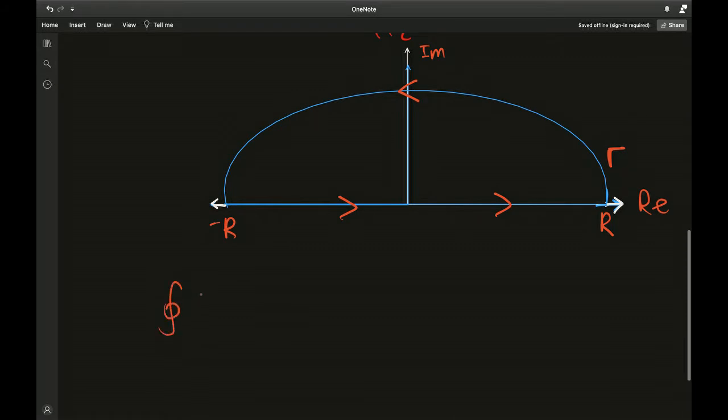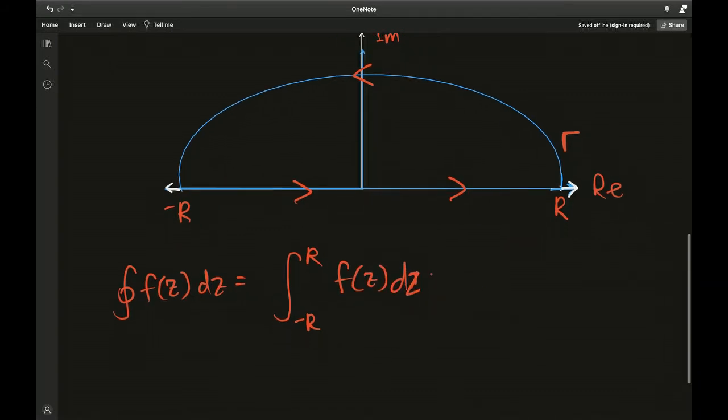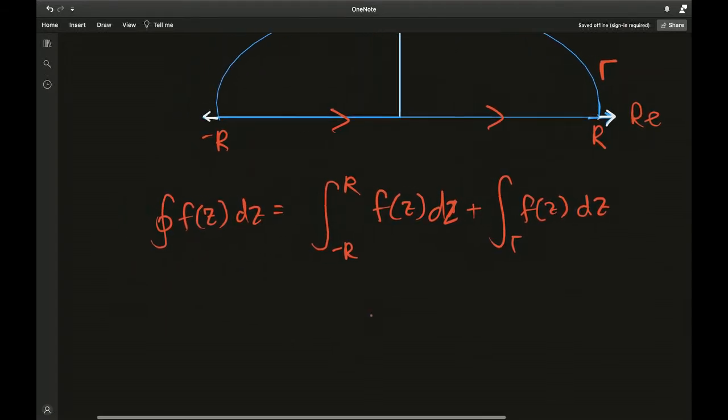So the contour integral of f of z over this can be expressed in two parts. The integral from minus r to r of f of z dz plus the integral over gamma of f of z dz. Fair enough.